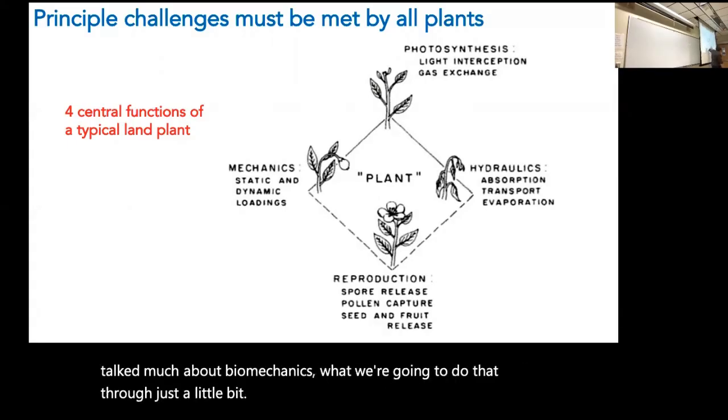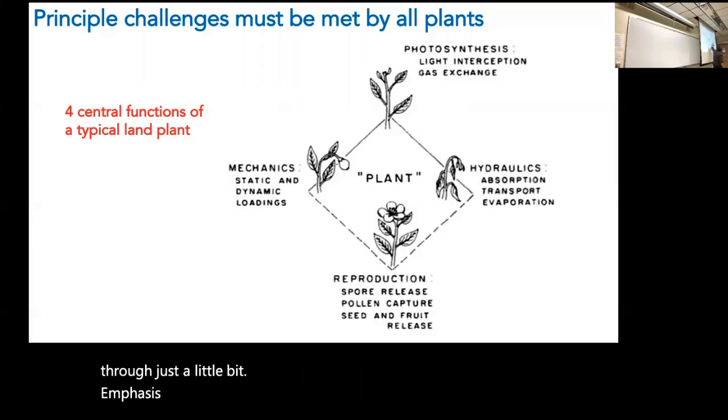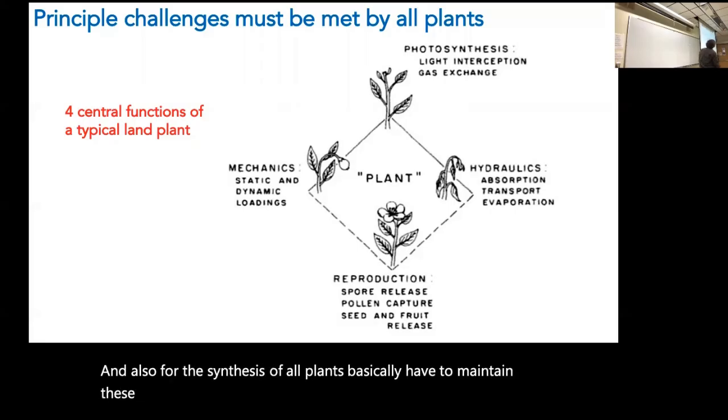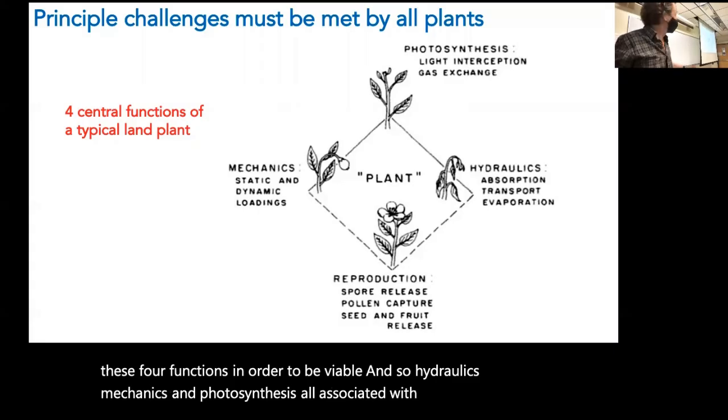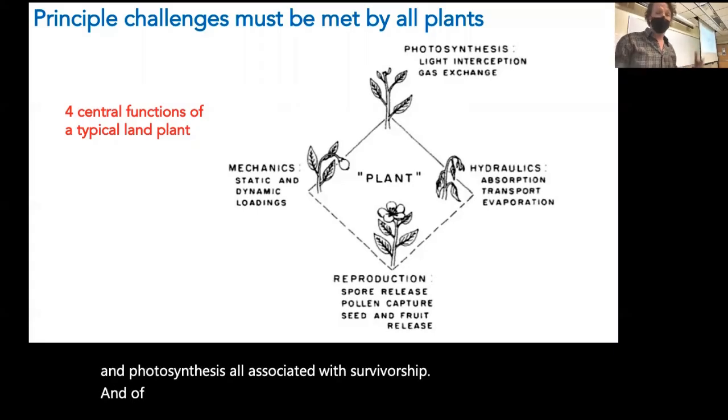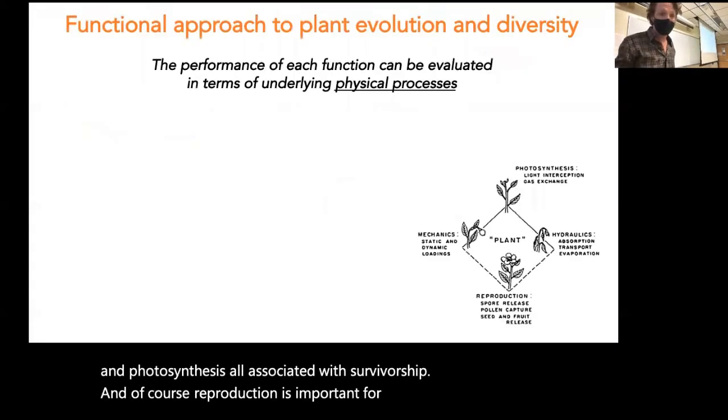A lot of emphasis on reproduction. We haven't so much spoken about hydraulics, but we're getting to that point. And also photosynthesis. But all plants basically have to maintain these four functions in order to be viable. And so hydraulics, mechanics, and photosynthesis are all associated with survivorship. And of course, reproduction is important for, obviously, reproduction.